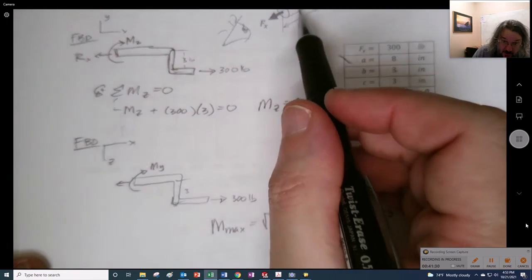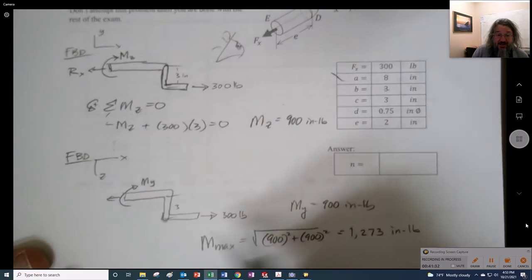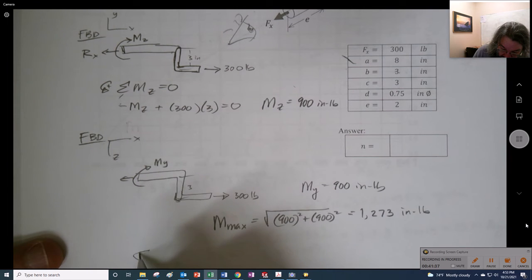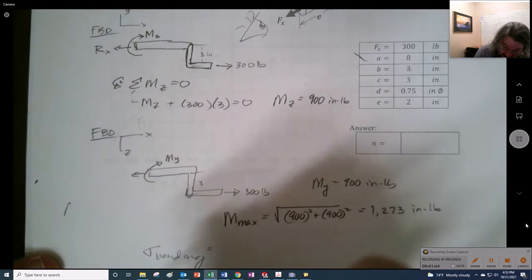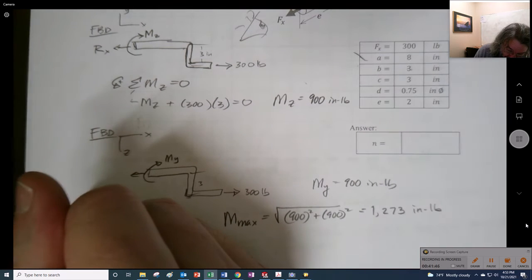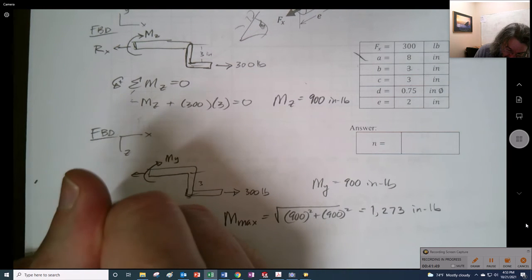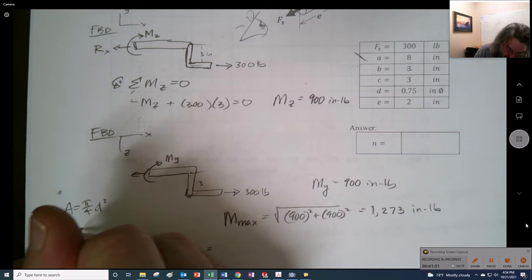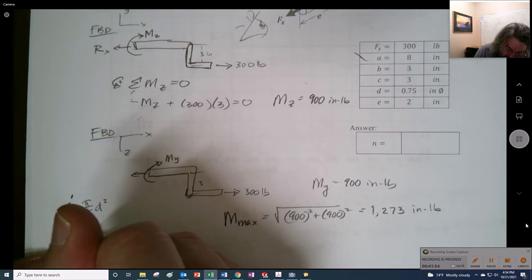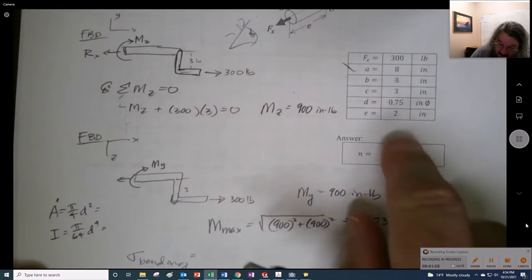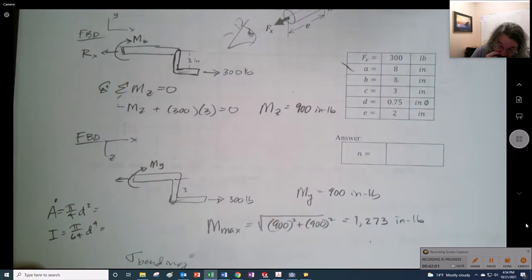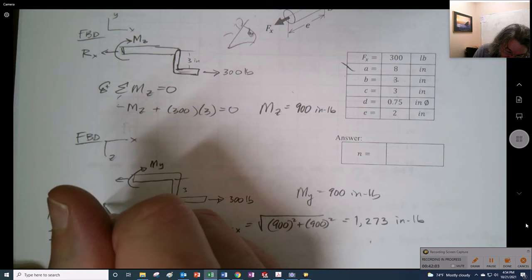Now it has axial stress, but it doesn't have any torsion, right? Because that thing doesn't cause torsion. So for the bending, we could find out the area. Might as well do it separately. Area is pi over 4 d squared, and I is pi over 64 d to the fourth, and 0.75 is the diameter.